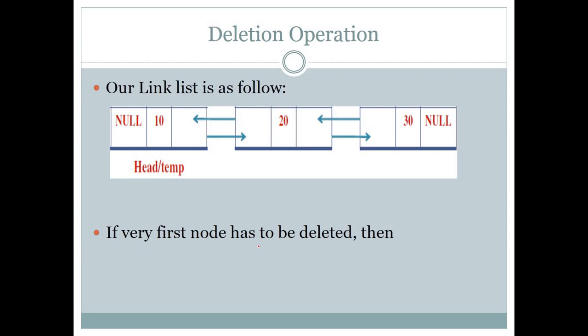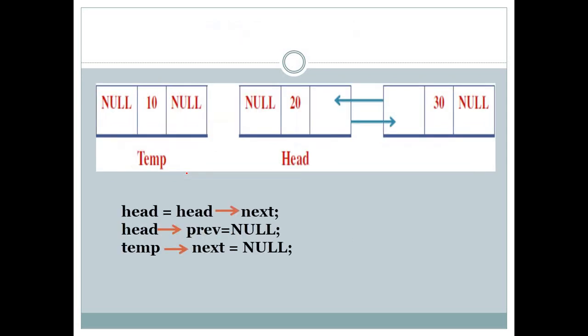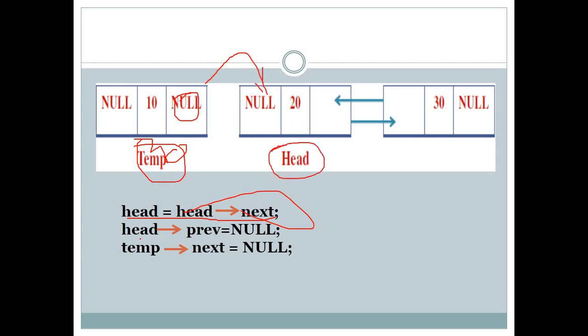If the very first node has to be deleted, then what we will have to do is make this node the temp node. Head is equal to head next, meaning we will declare our new head node as head next. This is our head and this is the next part of it. So we will declare this as head. Head previous is equal to null.